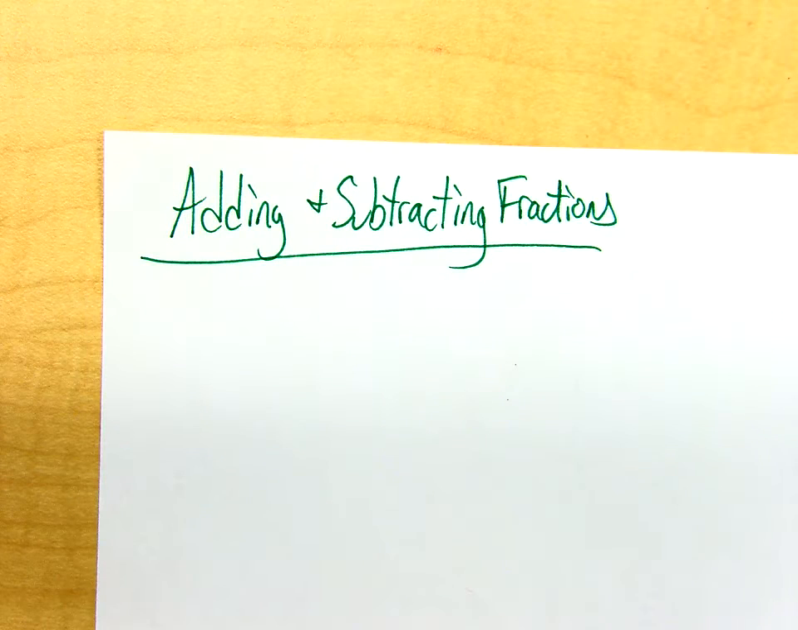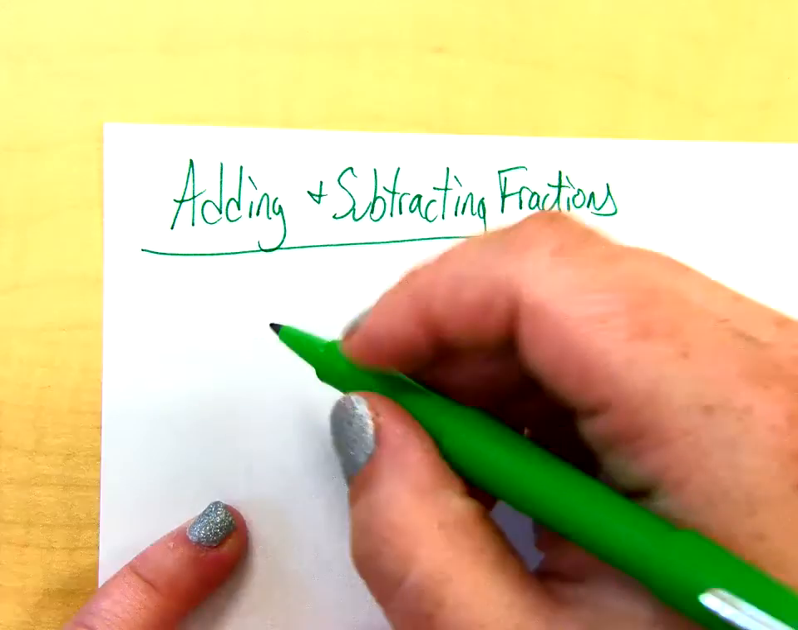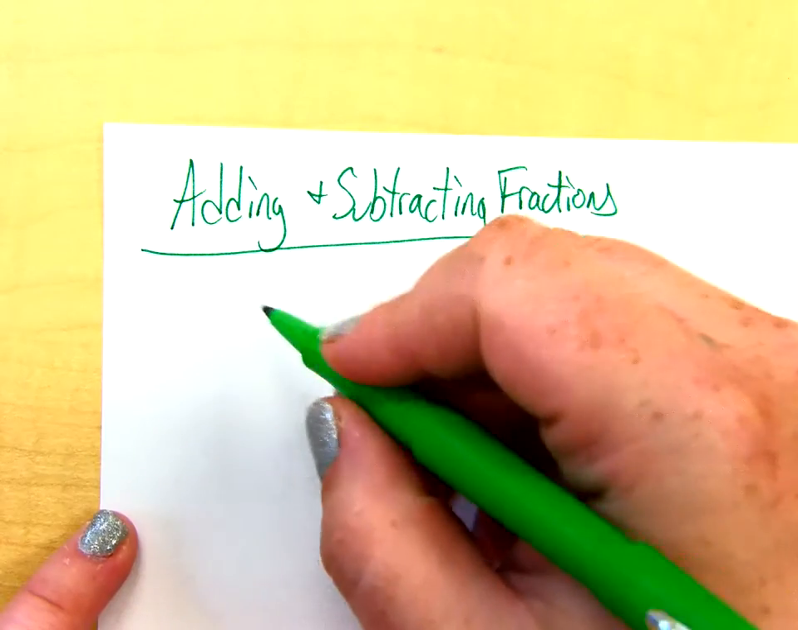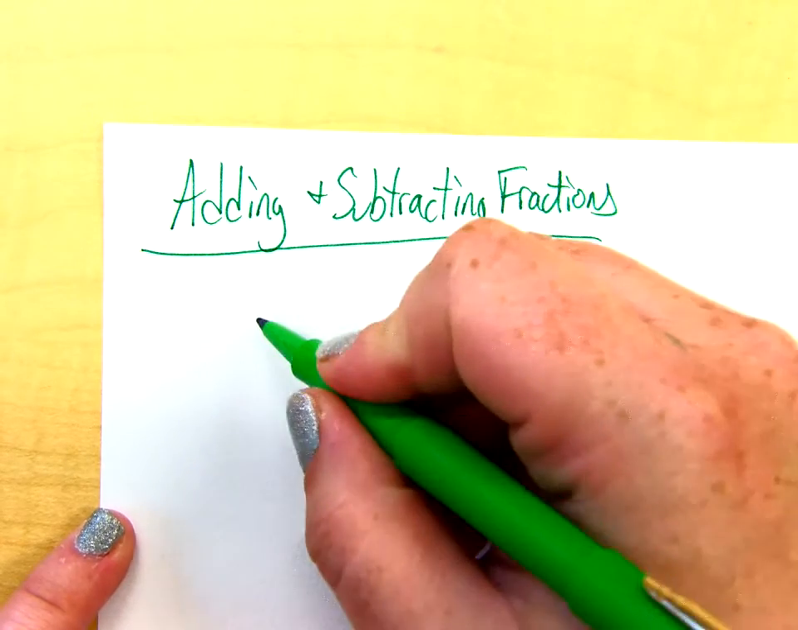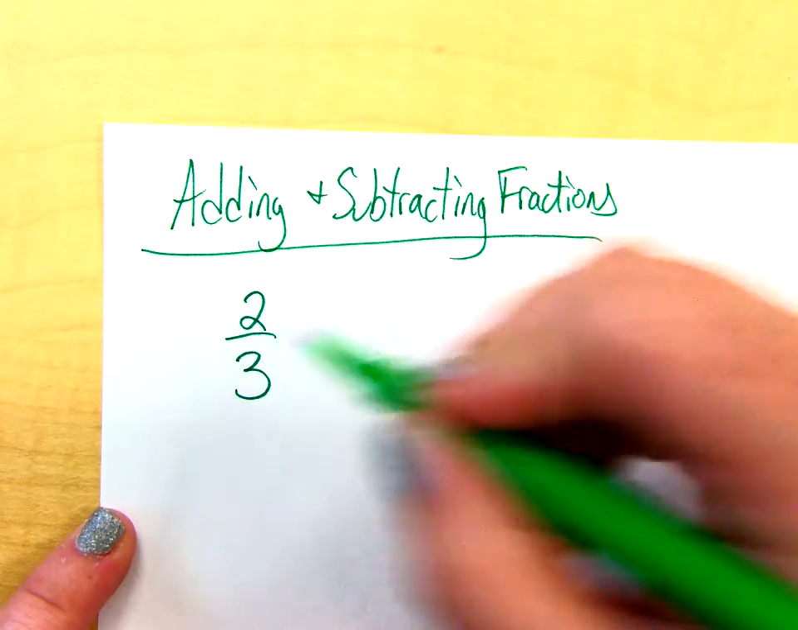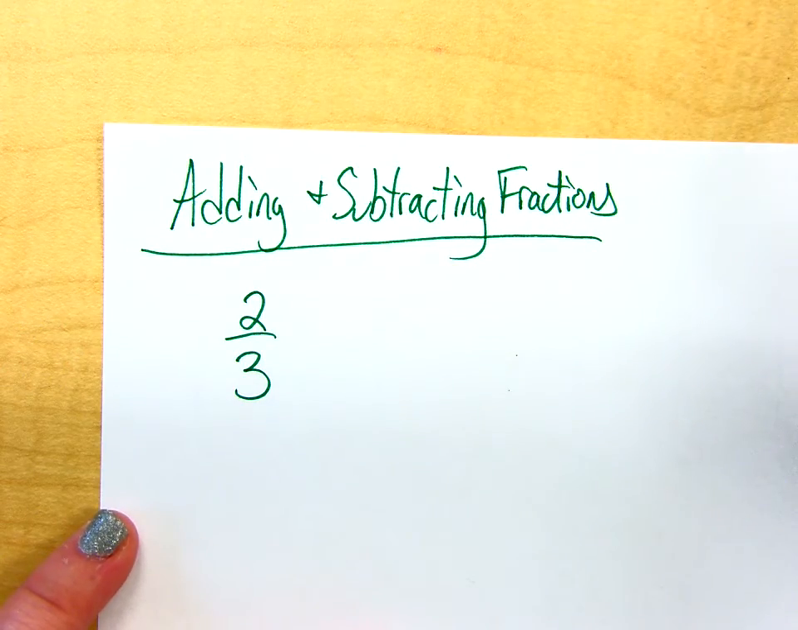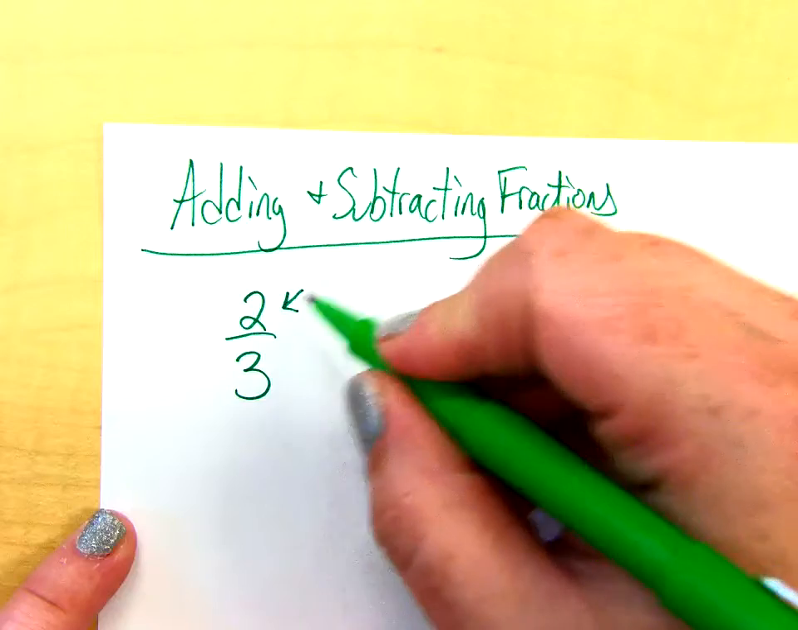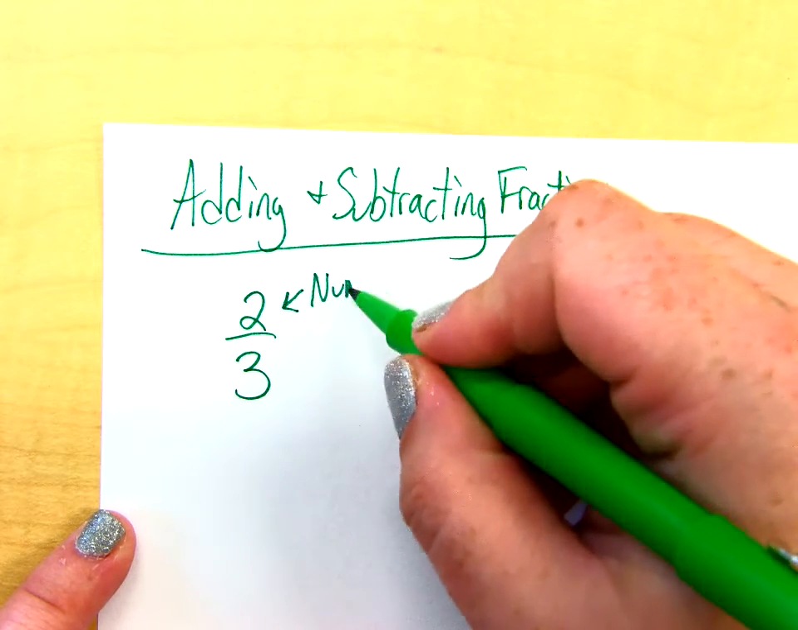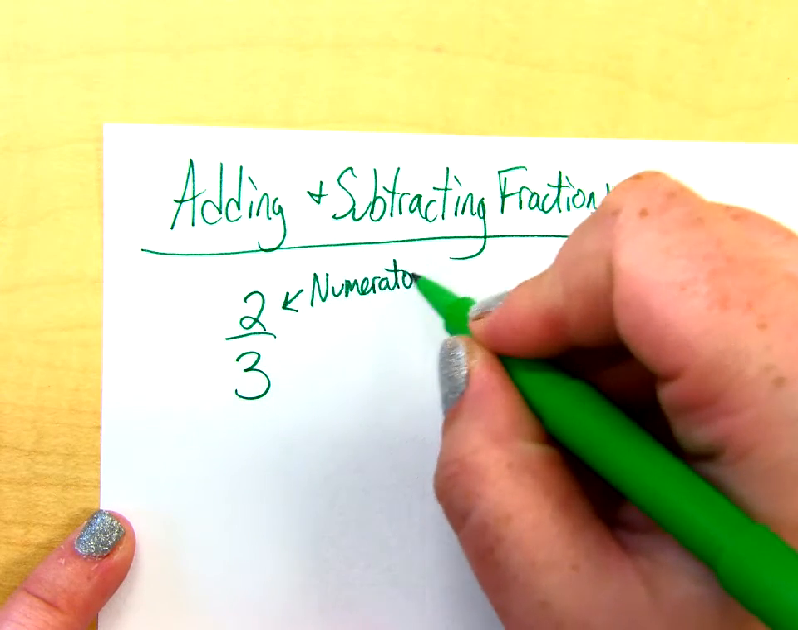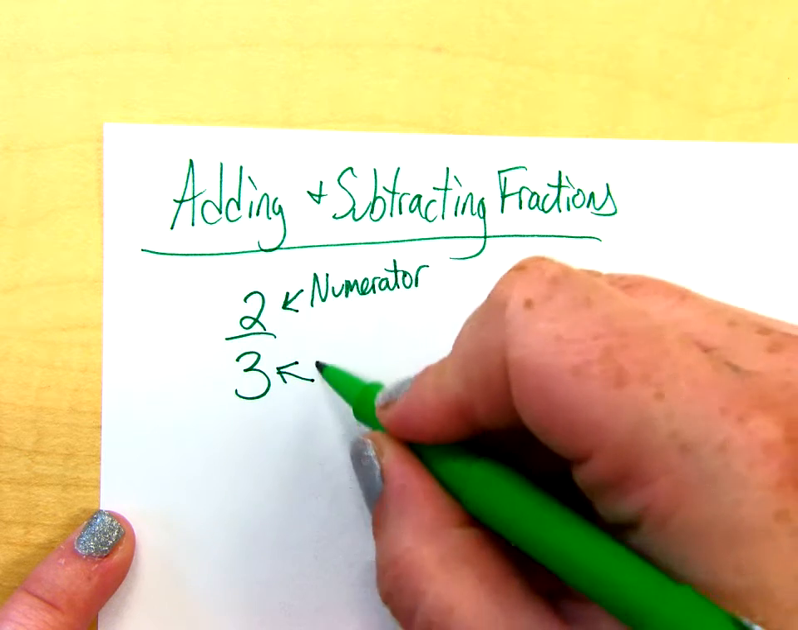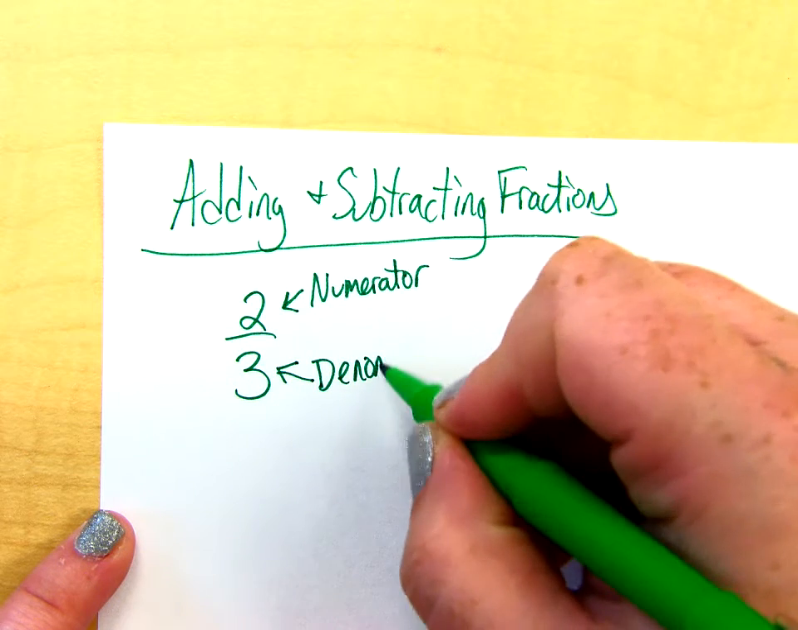First thing we need to know is a little bit of vocabulary. In a fraction, you have some number on top. Let's just use 2/3 as an example. There's a number up top called the numerator. Exactly. And then the bottom number is called the denominator.